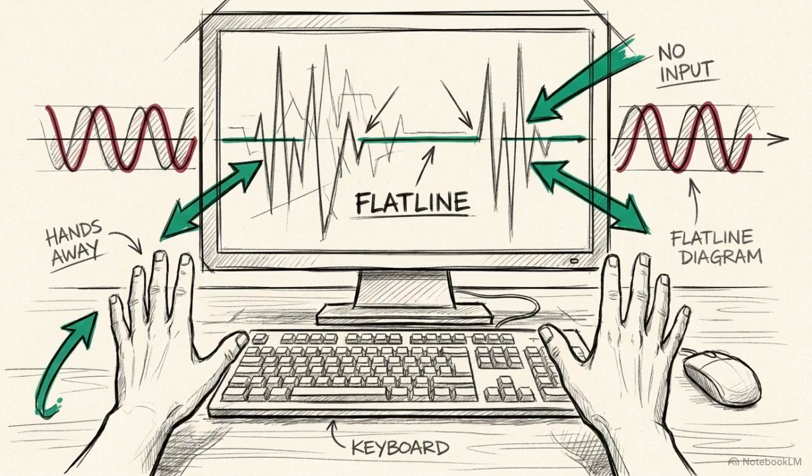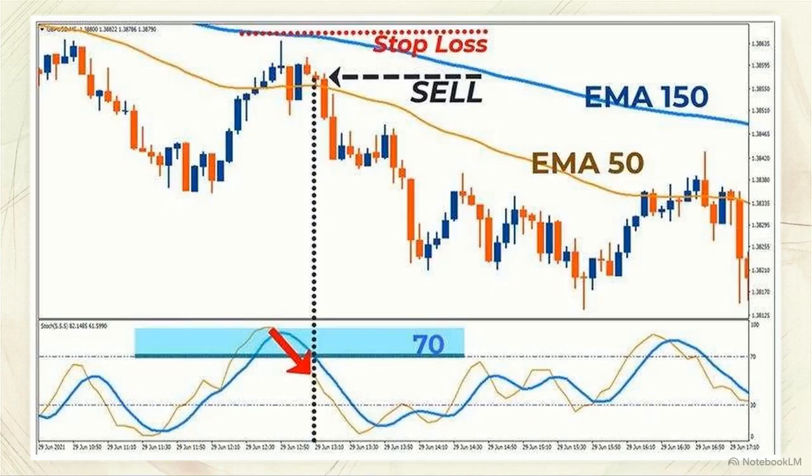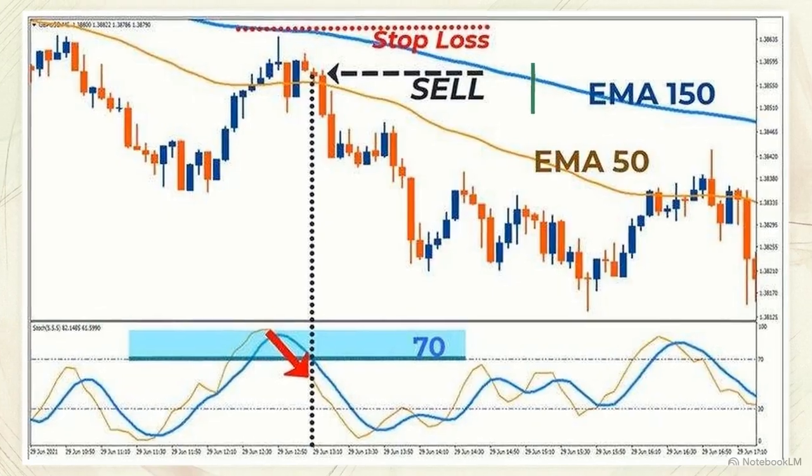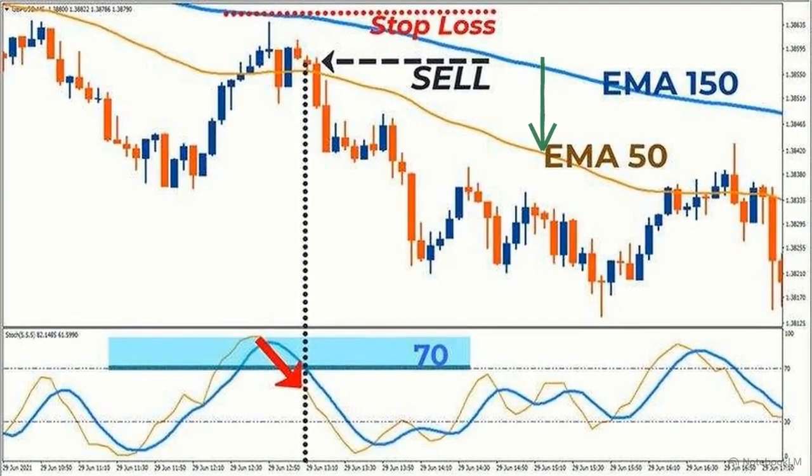Take a look at this chart to test your understanding with a quick rundown of a real sell setup. Step 1. The price is clearly below the EMA line. Step 2. The stochastic indicator is up in the overbought zone. And step 3. The line crosses downward right at the red arrow. The conditions are met to execute a sell trade, and as you can see by the red dotted line, the stop loss is securely placed above the recent high.